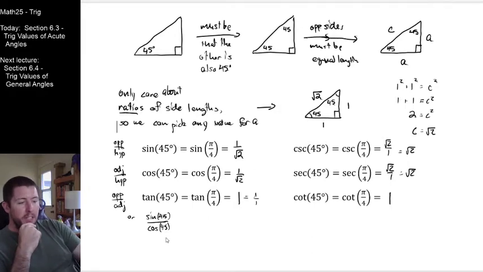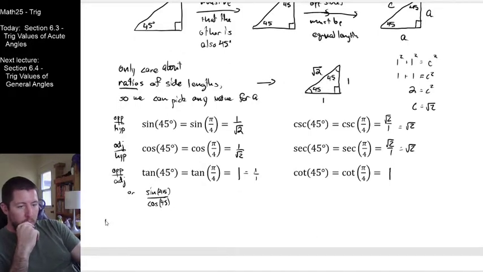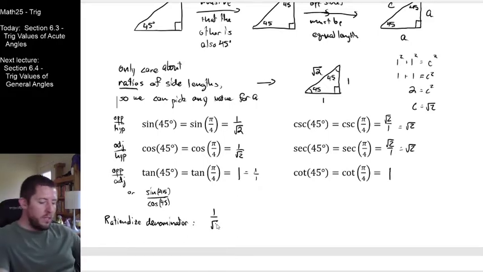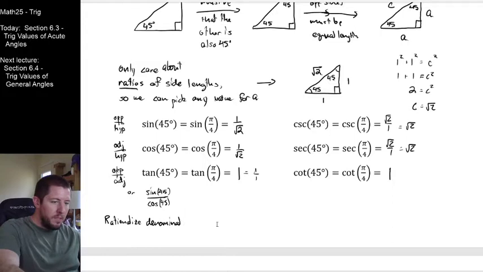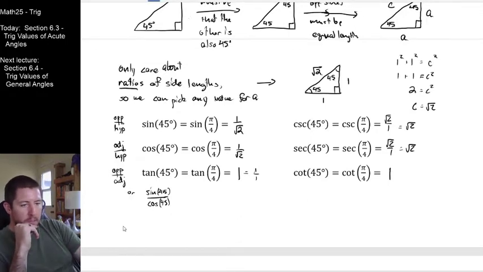And so a pretty typical thing to do, one of the things I'd like to do, how much room do I have there? Okay, that's enough. Is to rationalize the denominator. So 1 over root 2. You know what I should do? Hang on. Let me do this. I just want to use a little bit more color these days so I can be a little bit more visible here. So let's rationalize the denominator.